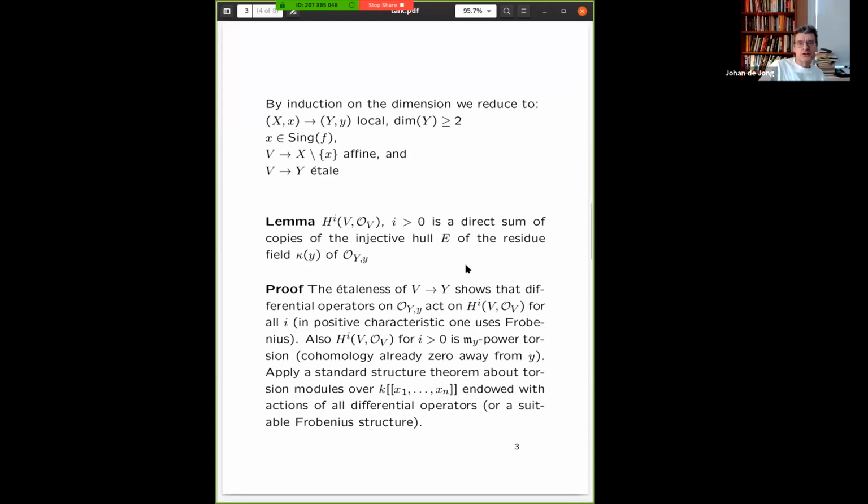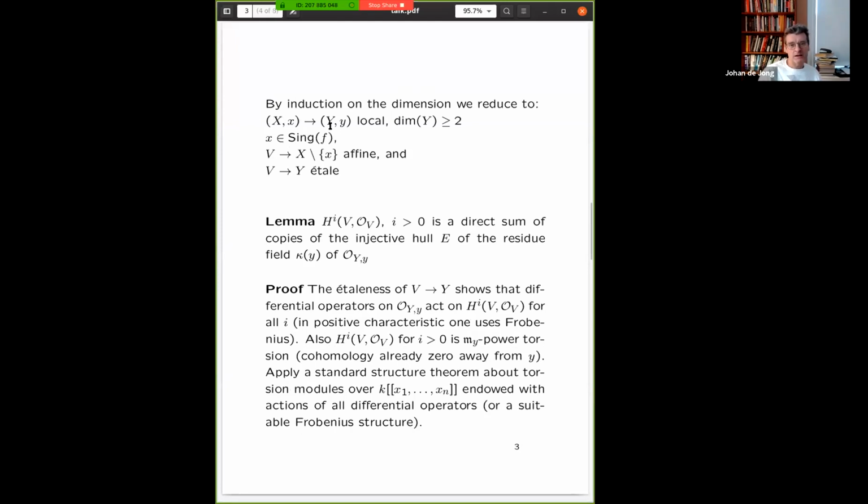Okay, so now whenever you prove this kind of statement, you can do induction on the dimension, and you can sort of focus in on one point, and you will know that away from this point, everything you ever wanted to know is already true. Okay, so then you reduce to the following.